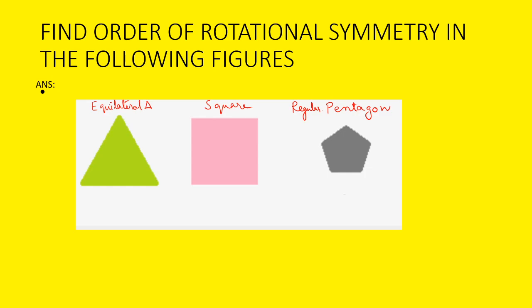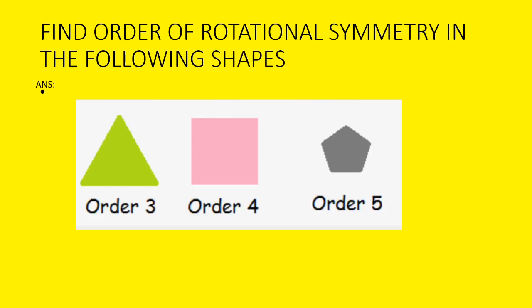So let's check your answer. Yes, you all are correct, and the order of rotation symmetry in this figure: in the equilateral triangle it is 3, in the square it is 4, and in the regular pentagon it is 5.